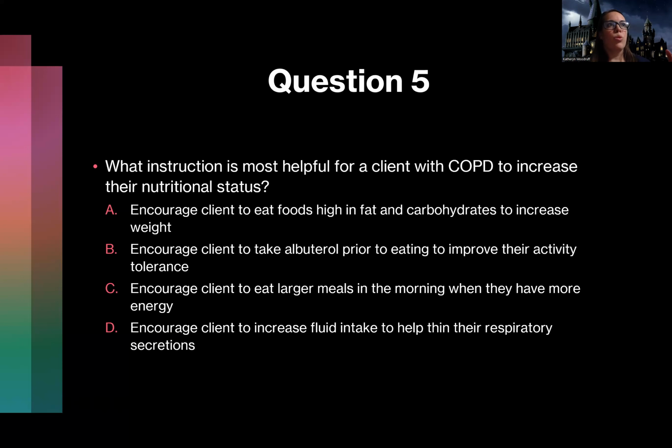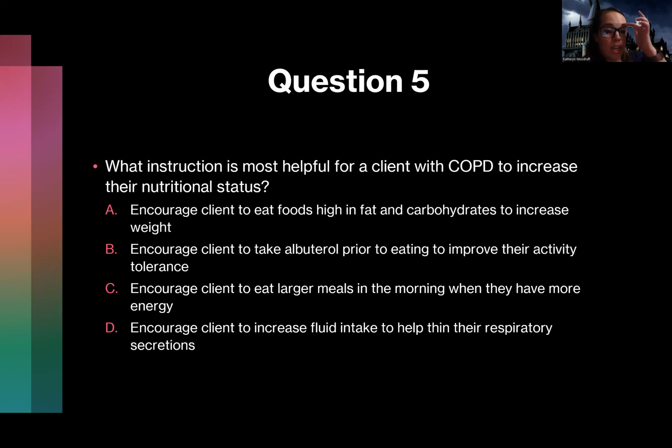A lot of times students will read really quickly and find an answer that sounds like something they heard their professor say over and over, and they'll be like, oh, this is it. But it has to be right for this disease process, and specifically to increase their nutritional status. So my correct answer has to be related to increasing their nutritional status, not just helpful for COPD in general.